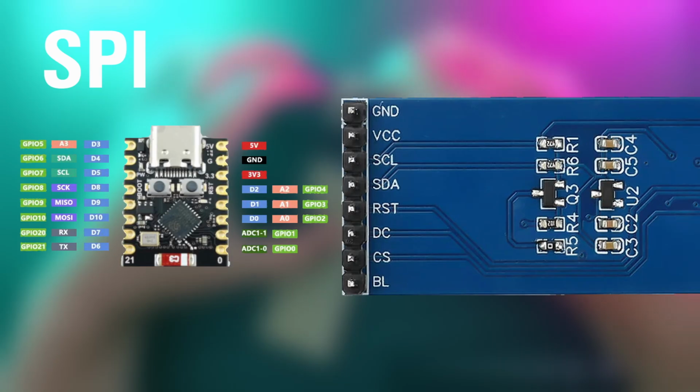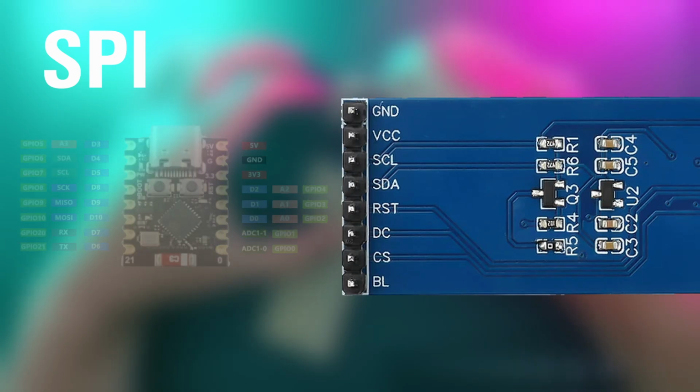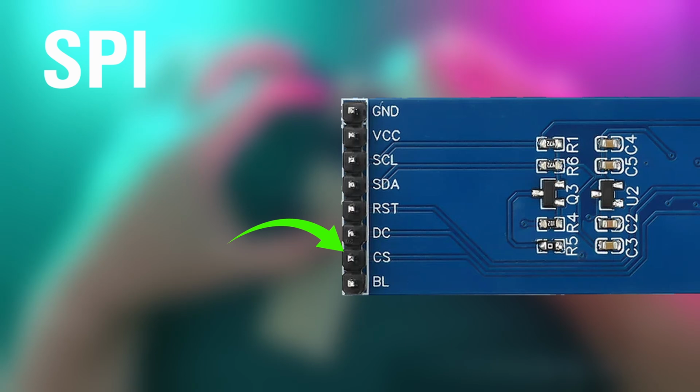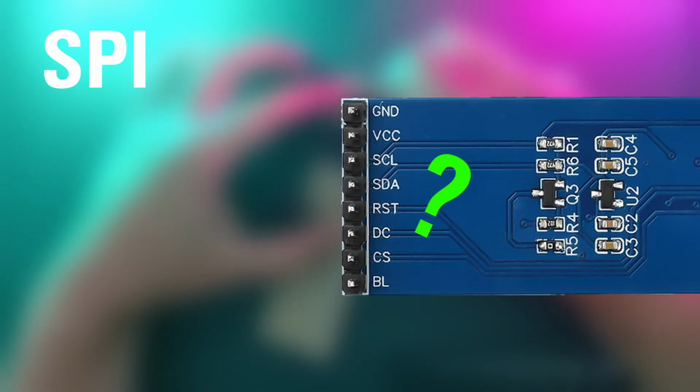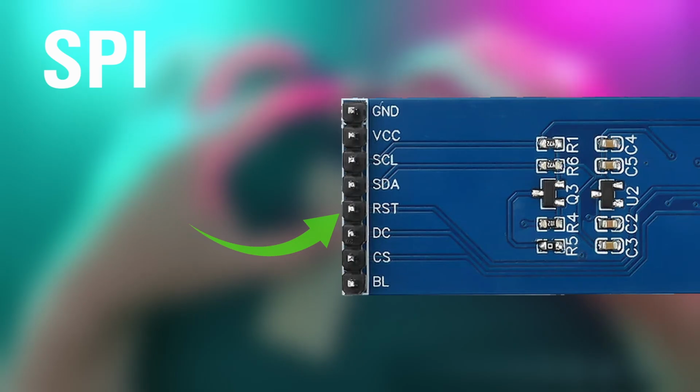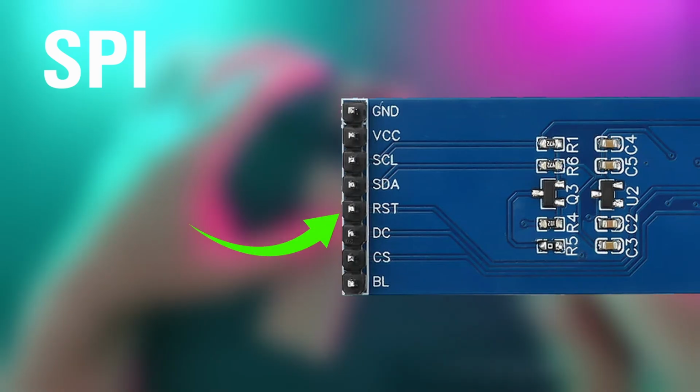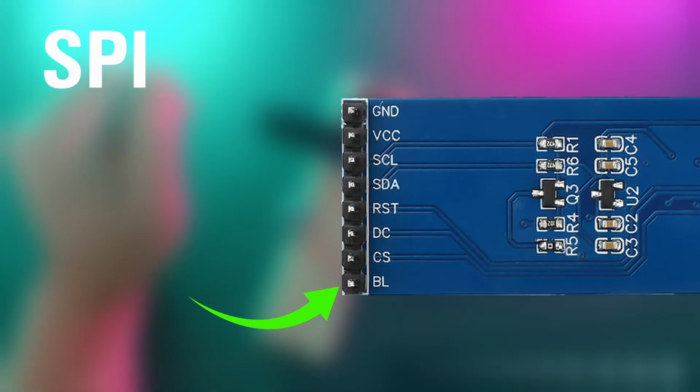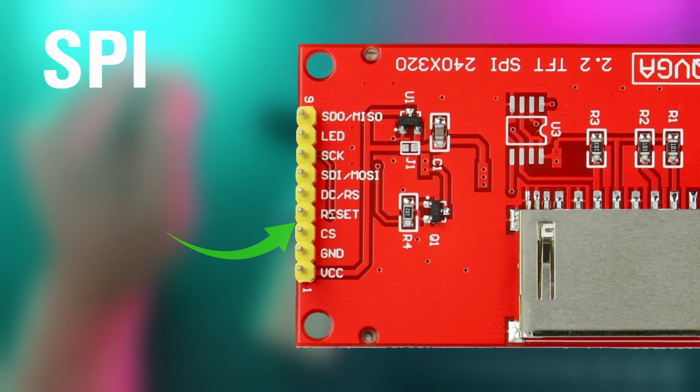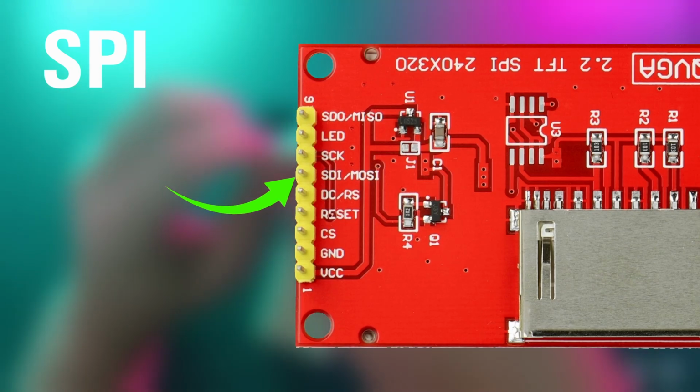SPI uses several signals. You will normally see a chip select pin called CS, a data command pin called DC, a clock pin called SCK, a data pin called MOSI, a reset pin called RST. Some displays also include a backlight pin to control brightness. On a well-labeled display, these pins would be clearly marked as CS, DC, SCK, and MOSI.